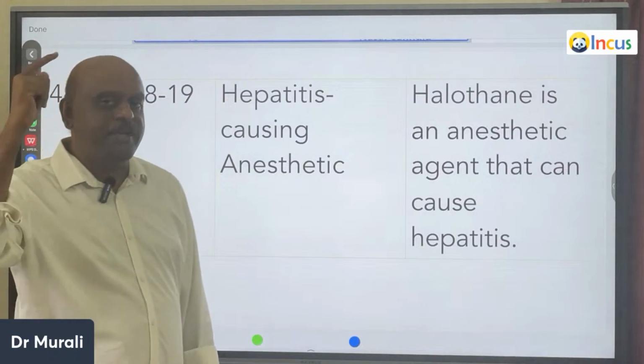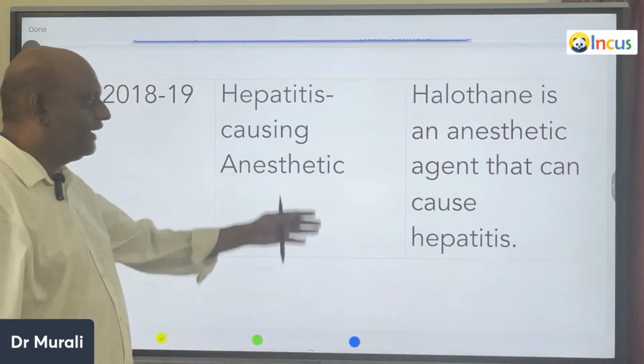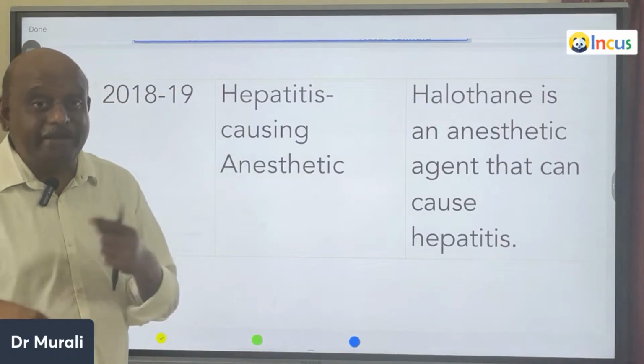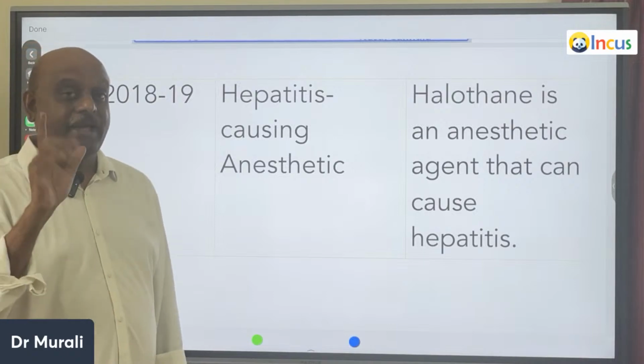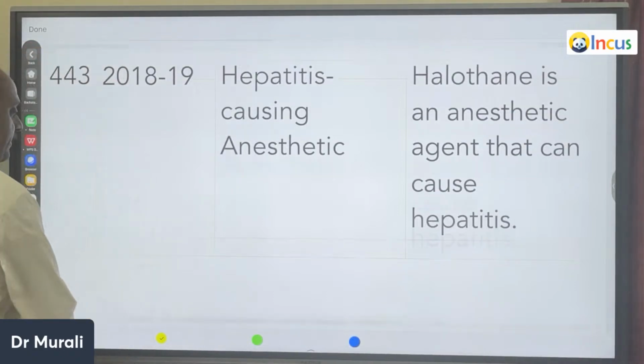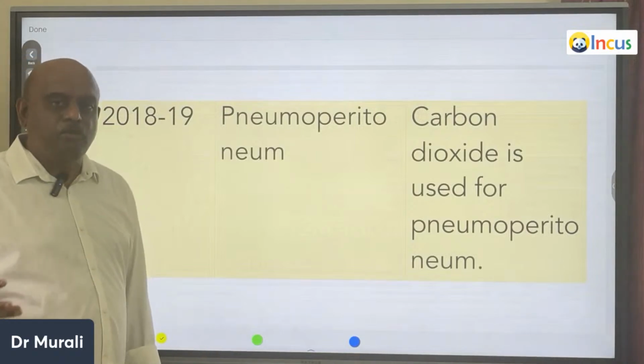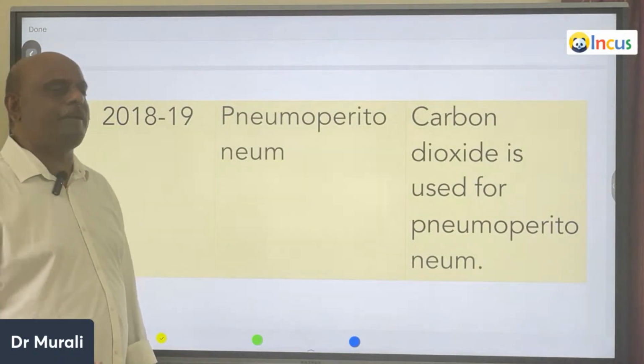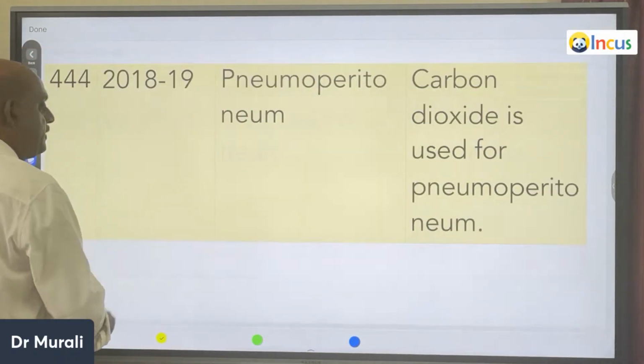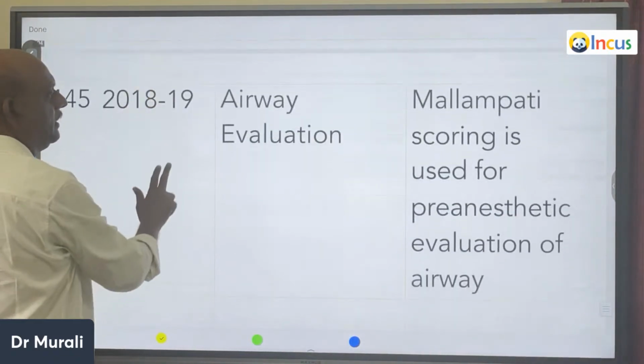So, which anesthetic leads to hepatitis, doctor, on repeated administration? Halothane is what we need to remember. Then what gas is used to create the pneumoperitoneum during laparoscopic surgery? Carbon dioxide is the one which is used.